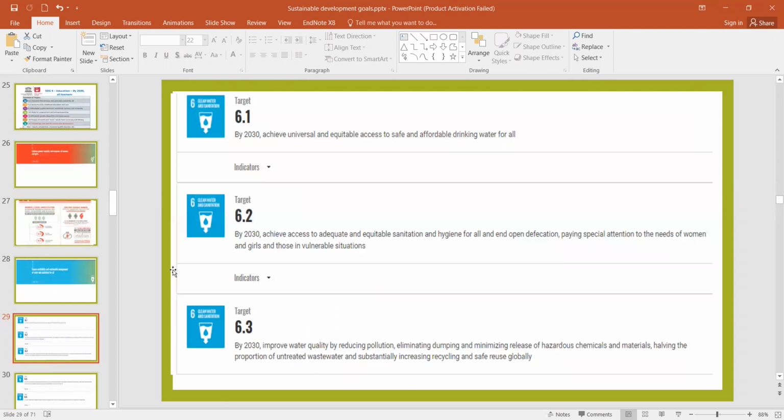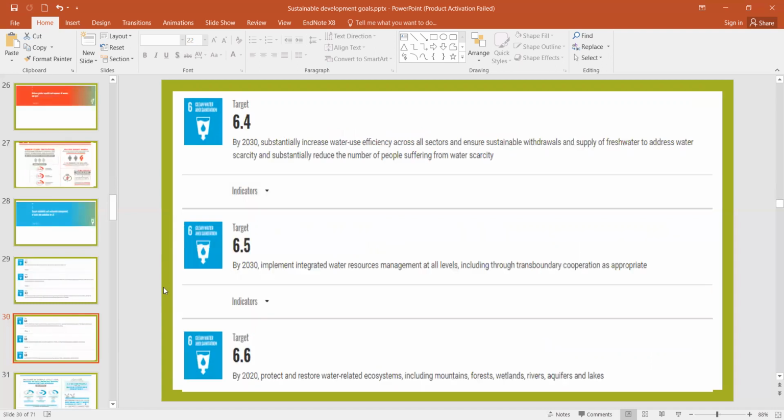Targets of SDG number 6: by 2030, achieve universal and equitable access to safe and affordable drinking water for all. By 2030, achieve access to adequate and equitable sanitation and hygiene for all and end open defecation, paying special attention to the needs of women and girls and those in vulnerable situations. By 2030, improve water quality by reducing pollution, eliminating dumping and minimizing release of hazardous chemicals and materials, halving the proportion of untreated wastewater, and substantially increasing recycling and safe reuse globally.